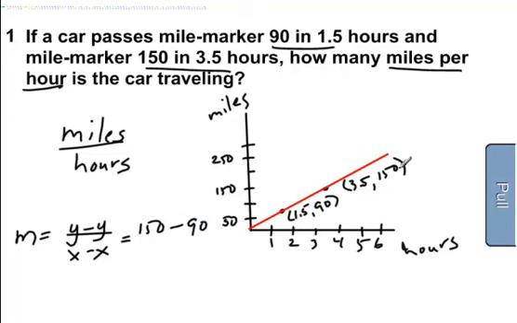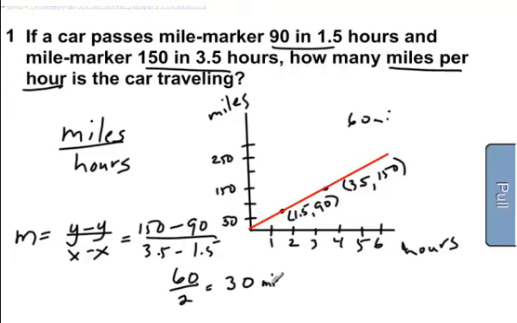I went from 90 miles to 150. Hopefully you already said it's 60 miles. Okay? Then we went from 3.5 hours to 1.5, or backwards. I'm doing it. So remember, you got to go in the same order. So that's 2 hours. So I went 60 miles in 2 hours, which means I went 30, and then we have miles on top and hours on the bottom. 30 miles per hour.